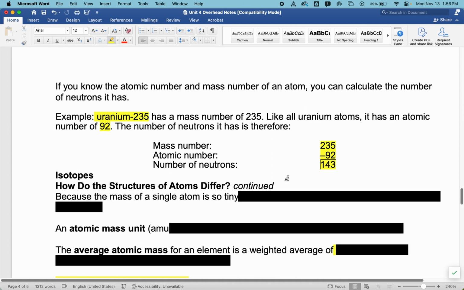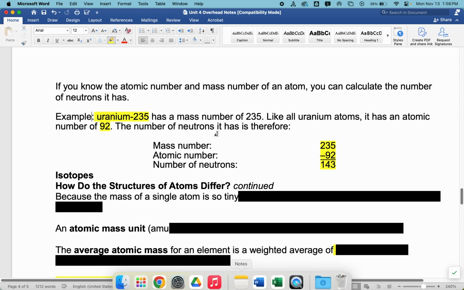And in a minute, we're going to look at how to do some of those simple calculations, how to write out numbers like this for uranium-235. How do you write that out, and how do you do some calculations with that?